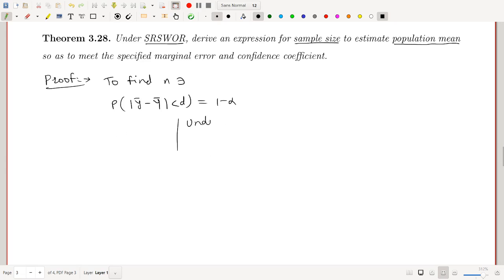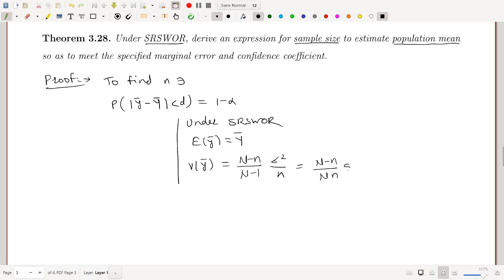Under SRSWOR, we know the expected value of small y bar is capital Y bar. This means the sample mean is an unbiased estimator of the population mean, and the variance of y bar is (N minus n) upon (N minus 1) sigma square by small n. This same formula in terms of S square, the population mean square, is (N minus n) upon N into S square upon n.